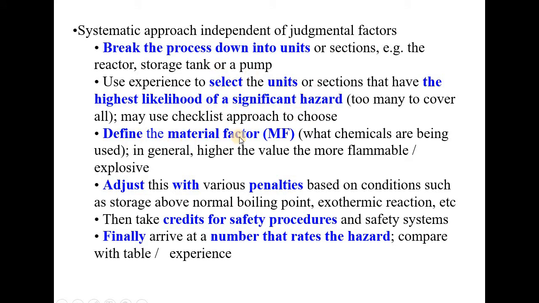Number three, determine the material factors, which means what chemicals are being used. If you know what chemicals are being used, maybe those chemicals are flammable, maybe explosive. So this will help you in your hazard study. And then you're going to adjust this with penalties. What do I mean by penalty? If it's flammable, you'll put a penalty. That means you're going to count that number that you're rating, that this could cause some hazards, so I need to consider this.